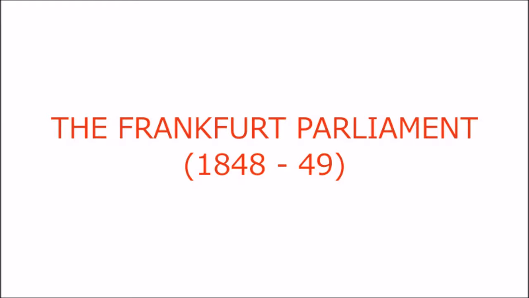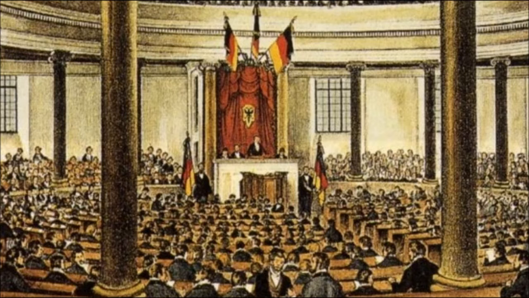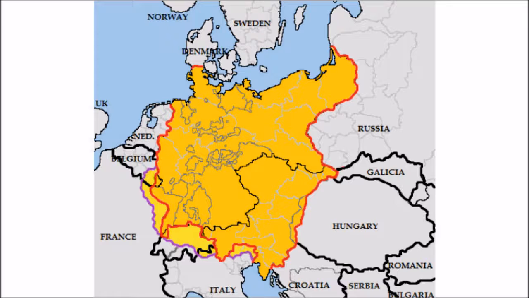The Frankfurt Parliament, 1848 to 49. The National Assembly met in July 1848 at Frankfurt to deliberate on framing a constitution.